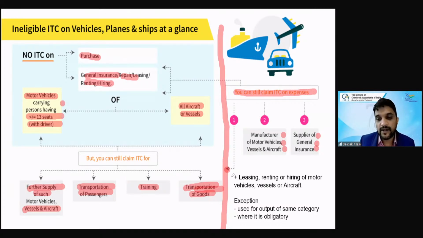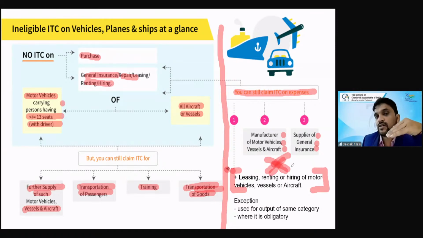Now there is an amendment which says that on buying and general insurance, you will not get it. So I have leased it. Leasing, renting, or hiring of motor vehicles also, you will not get the credit. Arey baap re, it's very dangerous, isn't it? That if you lease the goods also, you will not get it. You are taking a cab on lease or rent, still you will not get the credit.